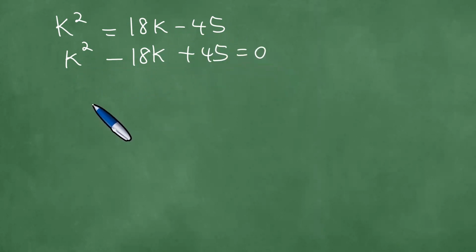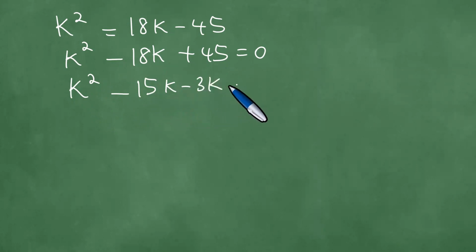Right, so what we then do here is to solve this particular equation. We look for two expressions whose product is 45k squared, because when we multiply the k squared with 45, we get 45k squared, but whose sum is minus 18, and those are exactly minus 15 and minus 3, and therefore we're getting here k squared minus 15k minus 3k plus 45.